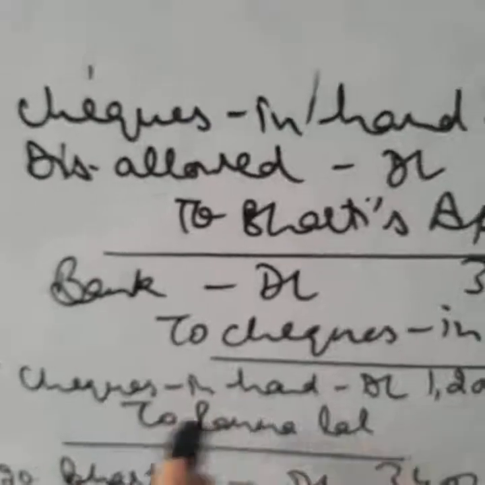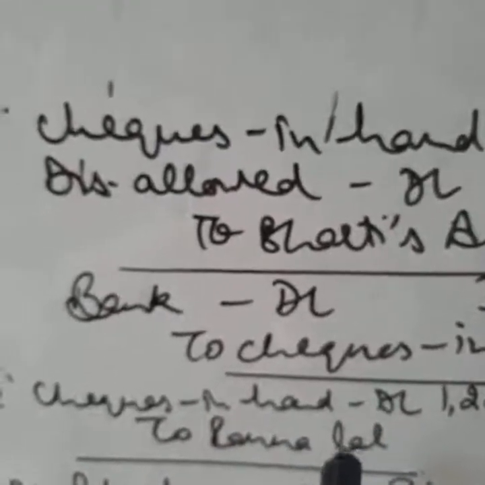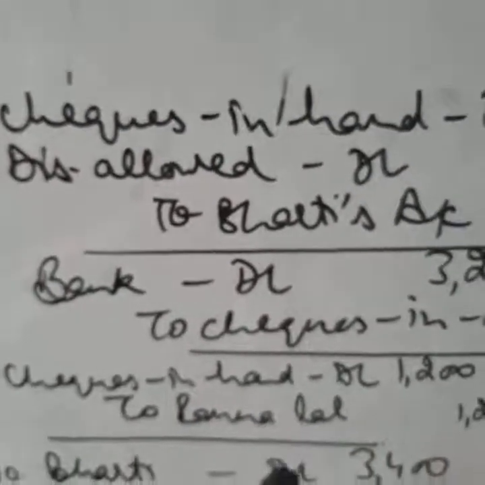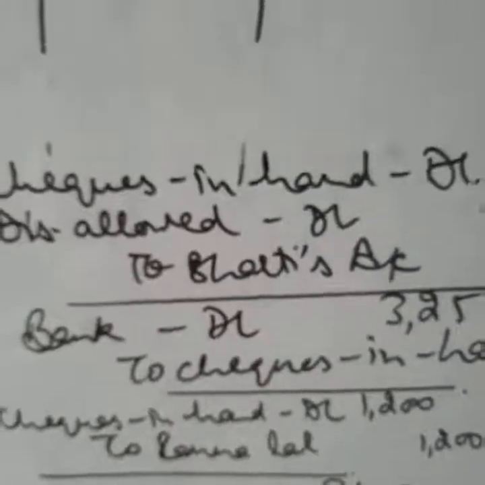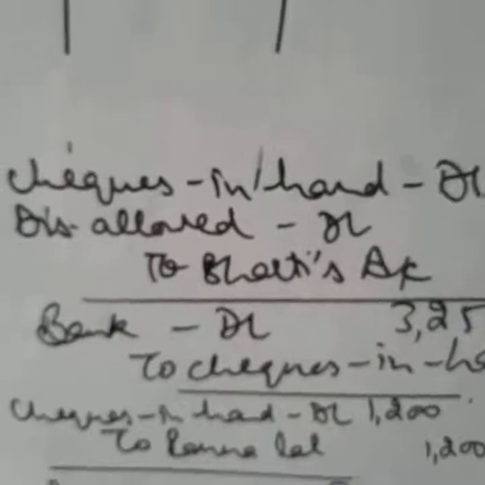So again cash and bank is nowhere in this entry. So it won't be recorded in the cash book. Rather it will be shown in journal only. Then it will be posted from here to ledger.